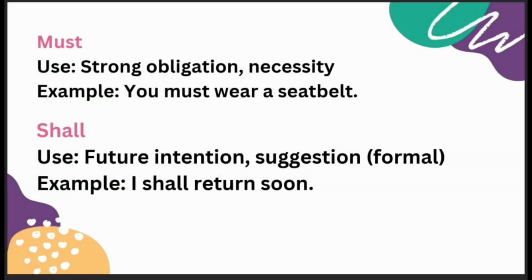Next, see must. We use must to show strong obligation or necessity. Example, you must wear a seat belt. It is compulsory. So for compulsory things, when you are giving a strong order, that time we have to use the modal verb must. Shall. We use shall for future intention or suggestions in a formal way or formal sentences. Example, I shall return soon. It shows future intention. The next example is, shall I serve you some tea? It is showing a suggestion.